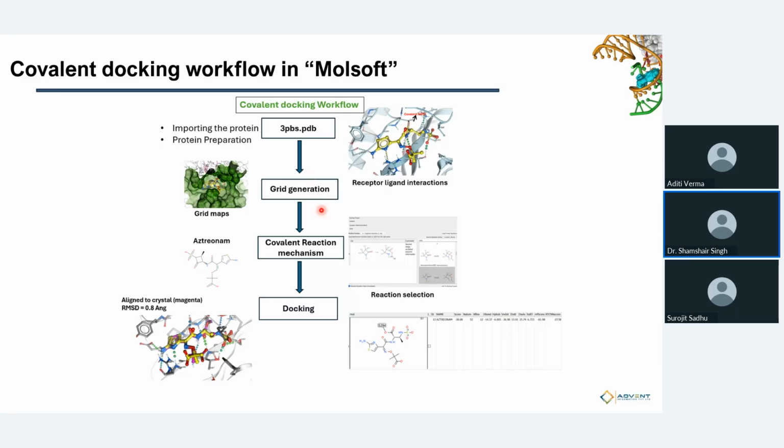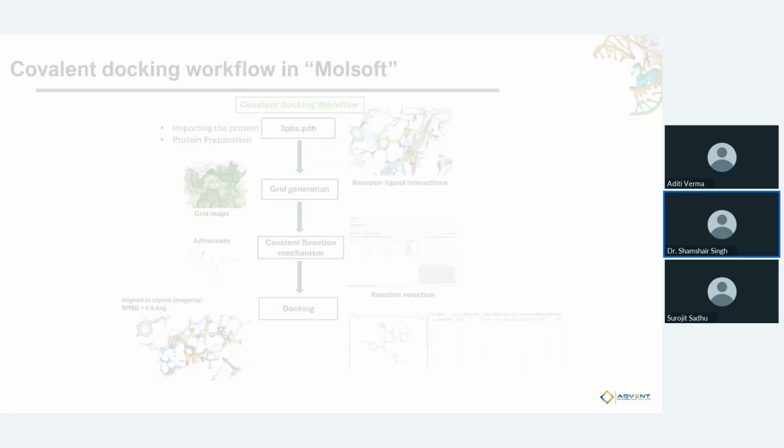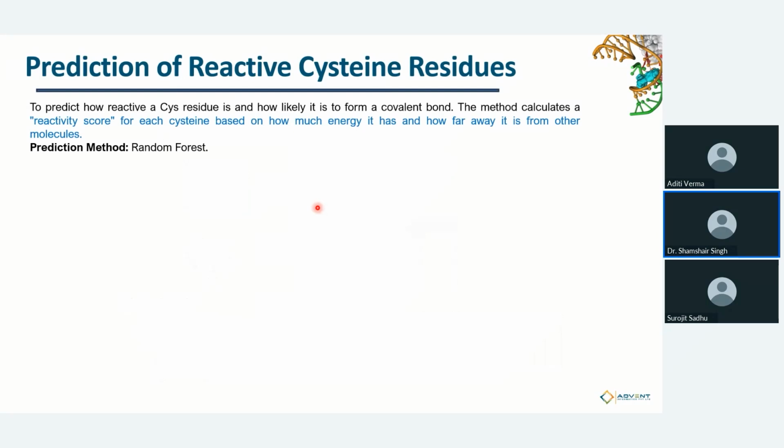So let's quickly jump back to the, yeah. Before docking, there is something called prediction of reactive cysteine. We will also try to understand whether the cysteine which you want to target is really reactive or not. Again, it depends on the closest proximity of the residues nearby the cysteine. We will try to take a protein from the COVID, and we will calculate the reactivity of the cysteine, followed by covalent docking as well.